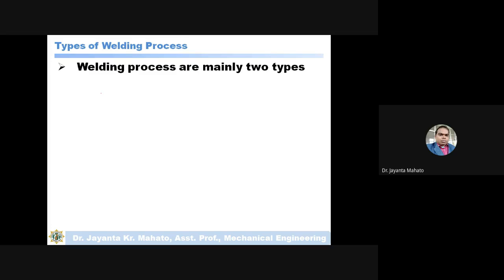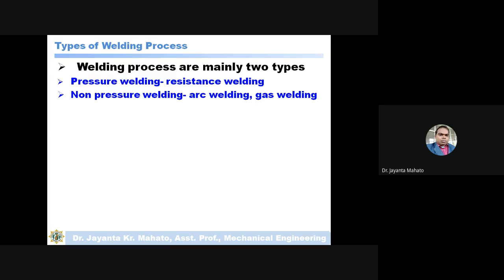So welding processes are mainly of two types, according to the application of pressure, that is, whether pressure is applied or not. If pressure is applied, then this is a pressure welding process, for example resistance welding. Resistance welding is one type of pressure welding process. Another type is where no pressure is used, that is, without application of pressure, like arc welding and gas welding. So these are the welding processes without the application of pressure.